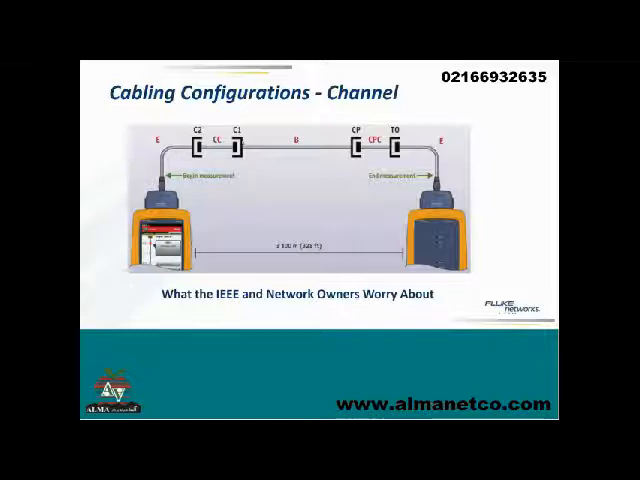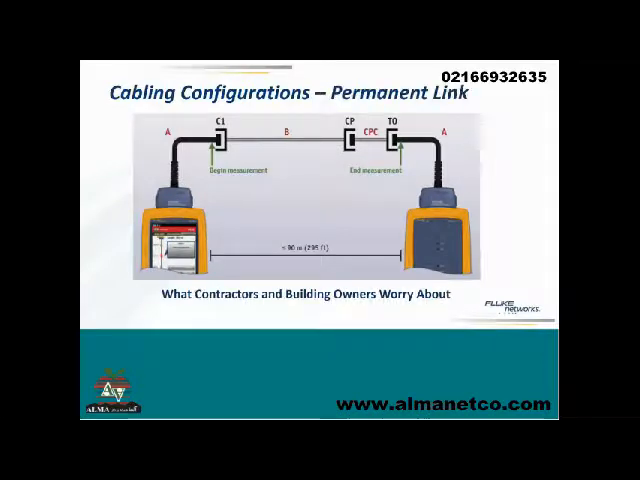So it's basically, if you think about it, that's what the IEEE, when they define a network standard, worries about. It's what a network owner, if I'm troubleshooting a network, worries about, everything from end to end, right? I can't just worry about part of it, got to worry about the whole thing. The permanent link, the easiest way to think about that is that's the stuff in the wall. It generally starts at the jack in the wall, goes all the way back to some patch panel where then you would plug into an instrument. And this is what contractors and building owners worry about.